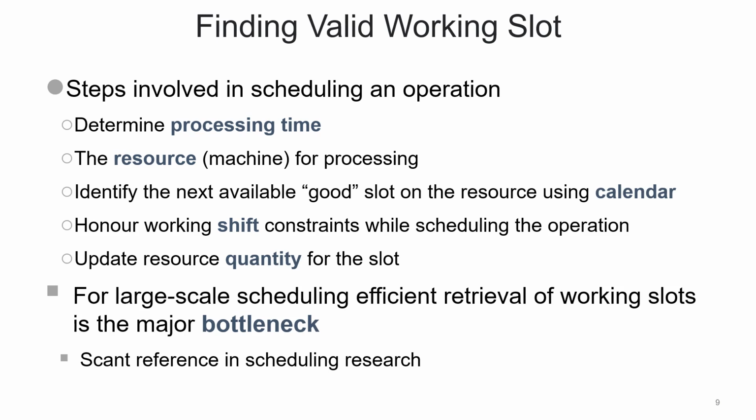The major bottleneck in large-scale scheduling problems is finding a good slot for operations, as the resources are limited and many operations are to be scheduled on limited resources. So this problem is not addressed in previous studies, but it is very important because finding a valid slot takes much time in the overall runtime of an algorithm.